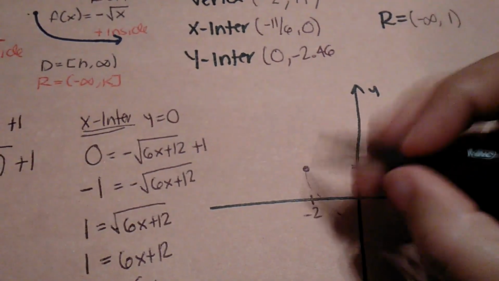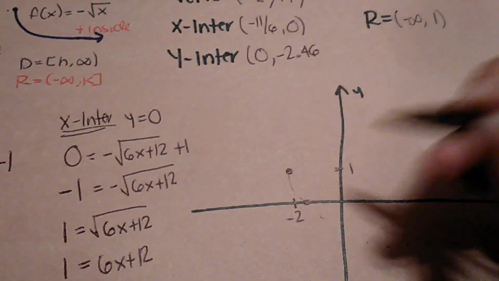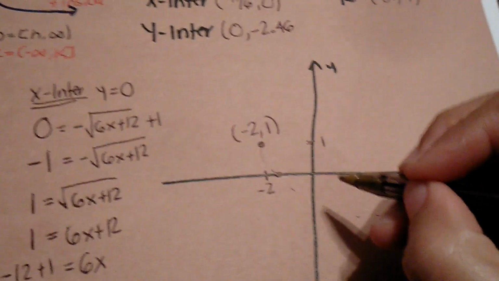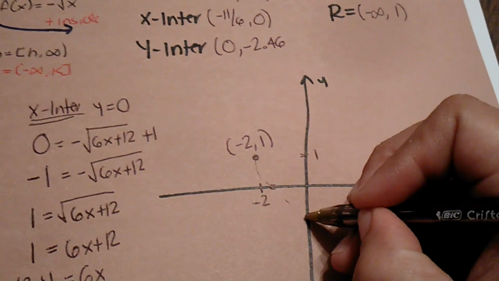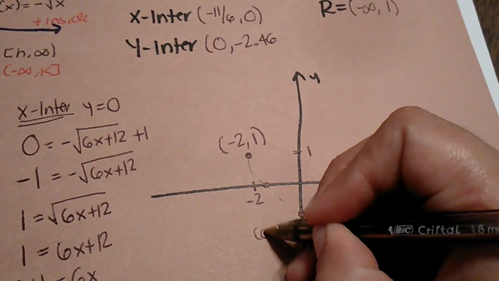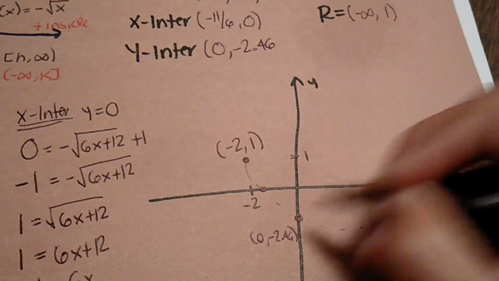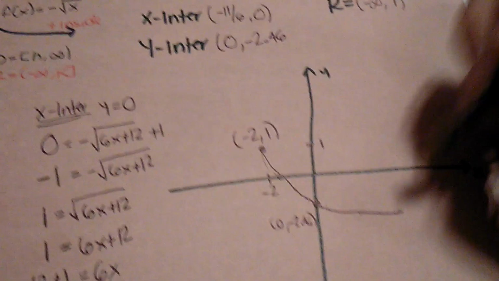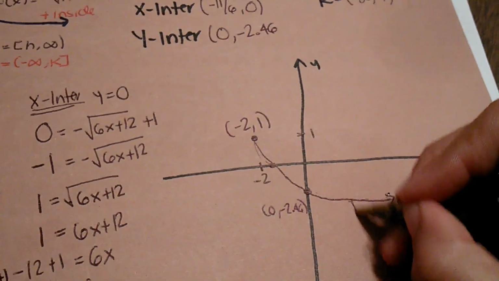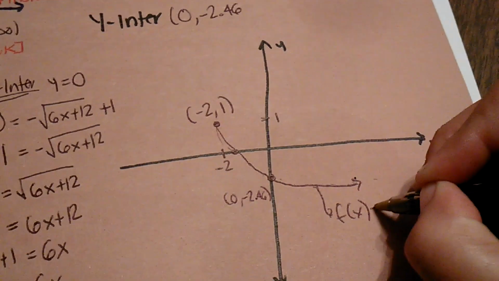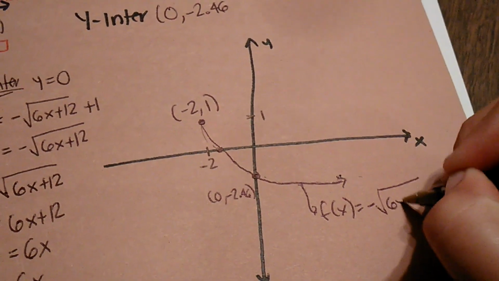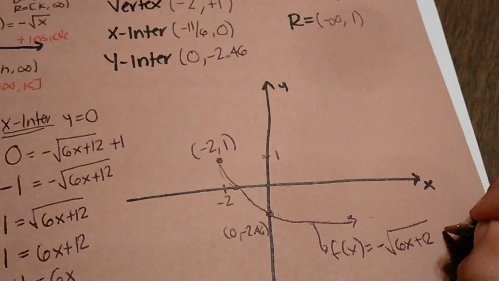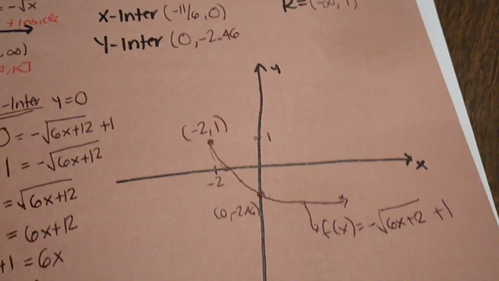So my x-intercept is minus 11 over 6, that is almost 2. So it's going to be here. And this is minus 2, comma 1. My y-intercept is going to be minus 2.46. So it's 0, comma, minus 2.46. And I have it all. I just join the dots and write my function. F of x is minus radical of 6x plus 12, plus 1. And you finish.